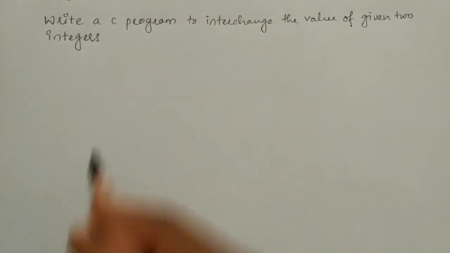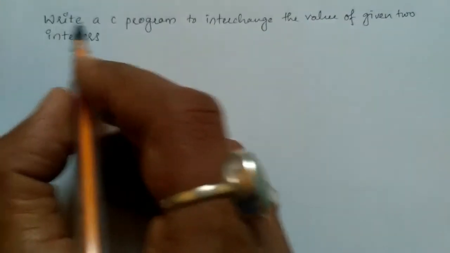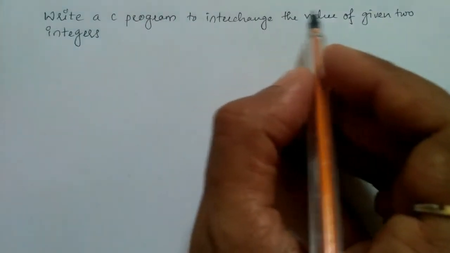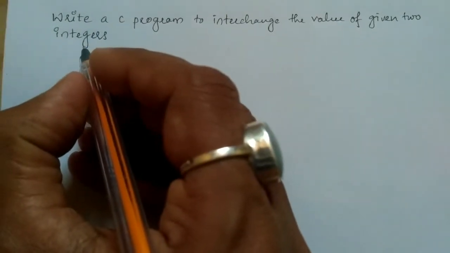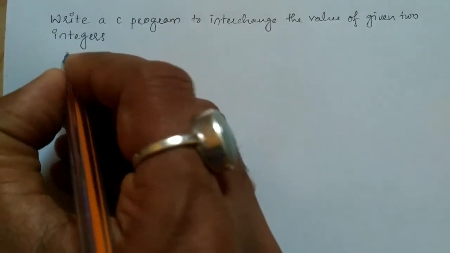My name is Hanmant Ladwa, and in this video we are going to write a C program to interchange the value of given two integers. Let us begin with the preprocessor directives.